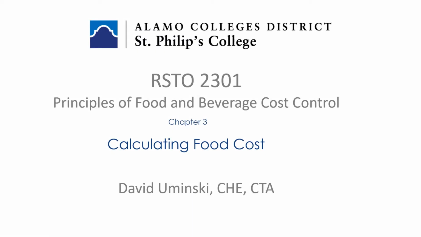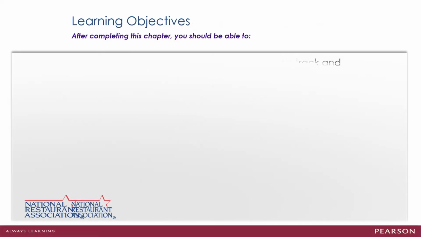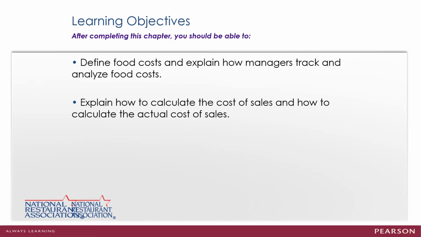All right, so starting off chapter 3, we're going to talk about calculating our food cost. As we're doing this, we're going to define what our food cost is and how we analyze and track our food costs. Then also we're actually going to calculate the cost of sales versus the actual cost of sales.